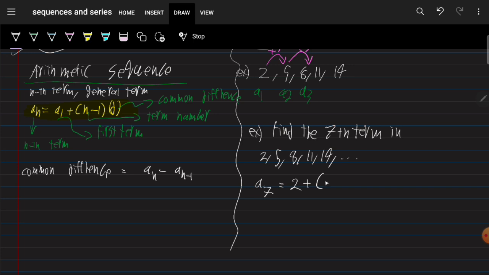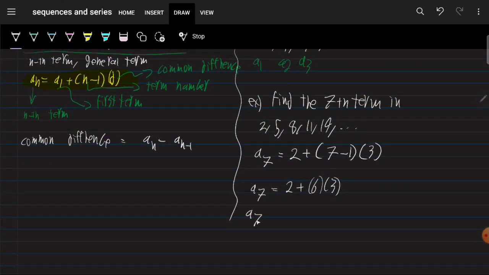the term number we want to find. We want to find the 7th term. So our n is 7. We'll put 7 here. Minus 1 times d, the common difference. What's the common difference here? It's positive 3. So the 7th term, or a7, is equal to 2 plus 7 minus 1, which is 6, times 3. So a7 is equal to 2 plus 18, which is 20.